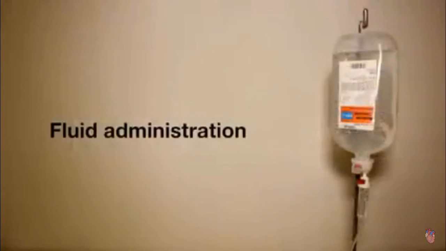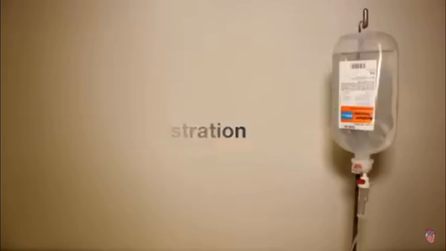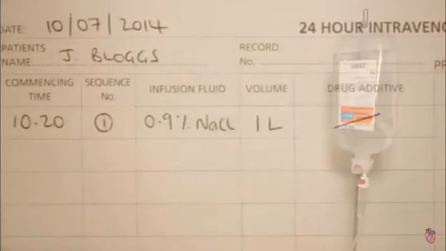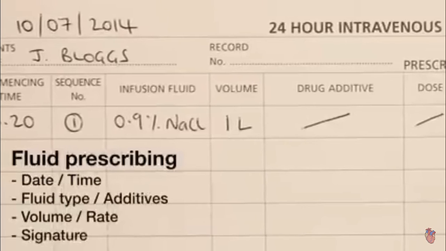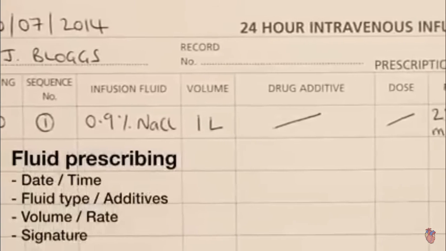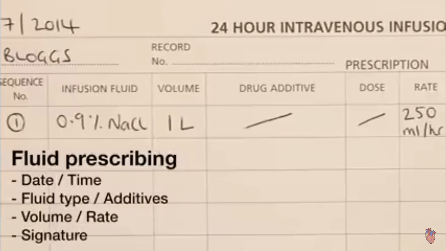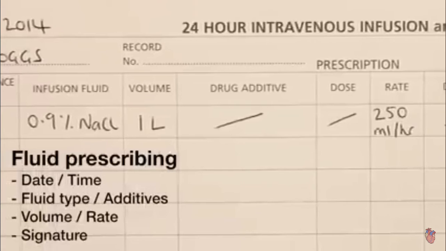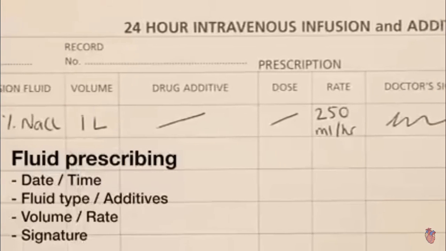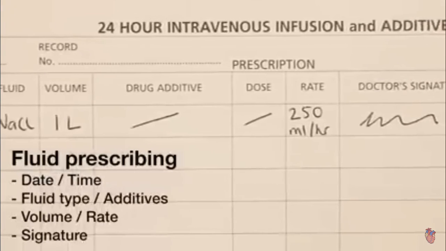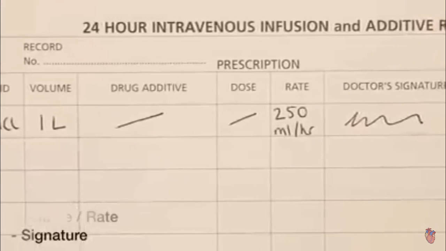We will now describe the practicalities of administering intravenous fluids. Fluids need to be prescribed on fluid charts. The date, fluid type, any additives, and the rate must be specified, and the prescription must be signed. Often the nursing staff will take care of fluid administration, but knowledge of the process is important in case you need to do it yourself.